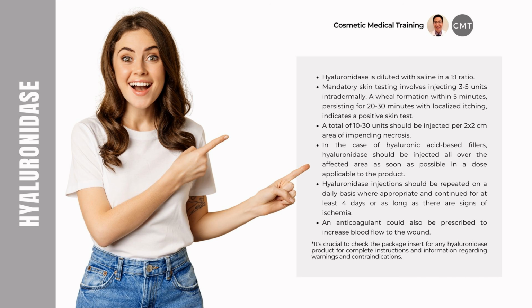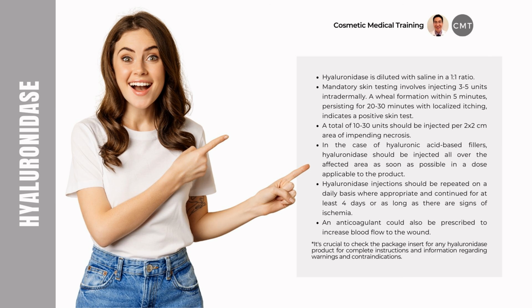Mandatory skin testing involves injecting 3 to 5 units intradermally. A wheal formation within 5 minutes, persisting for 20 to 30 minutes with localized itching, indicates a positive skin test. A total of 10 to 30 units should be injected per 2 by 2 centimeter area of impending necrosis. It's crucial to check the package insert for any hyaluronidase product for complete instructions and information regarding warnings and contraindications.